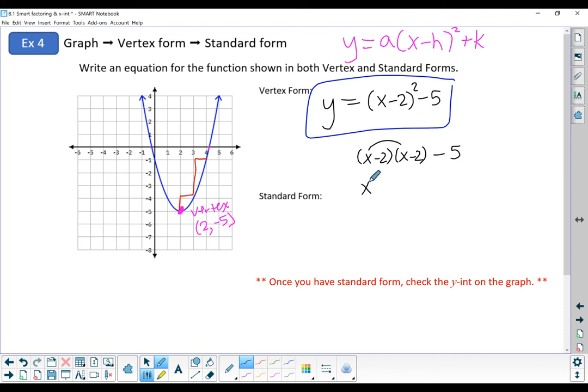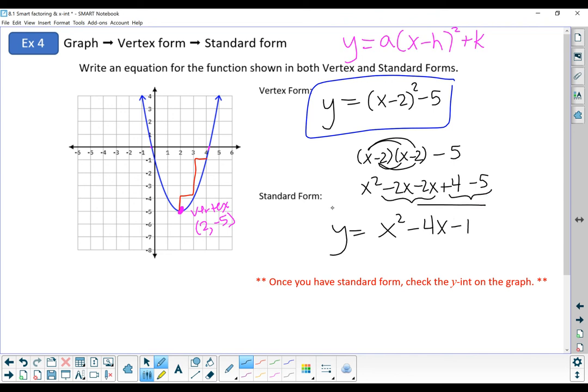So if we multiply this out, we get x squared minus 2x minus 2x, and then we have a plus 4. And then, of course, we do not want to forget our minus 5. So if we combine up, and we've got a couple sets of terms we can combine here, our standard form is going to be x squared minus 4x, and 4 minus 5 is -1. So here is the standard form of the equation. And again, you can always check your y-intercept to see if you got it right. And there it is at -1. We have our correct y-intercept.